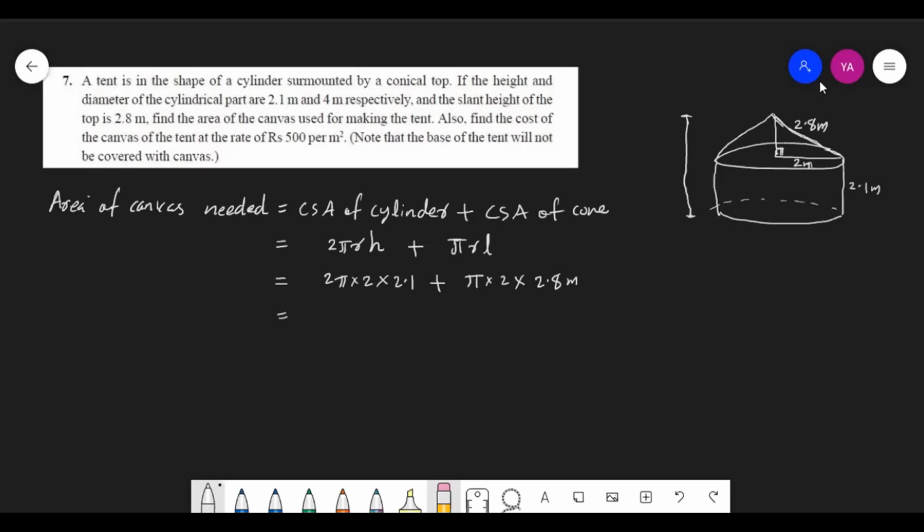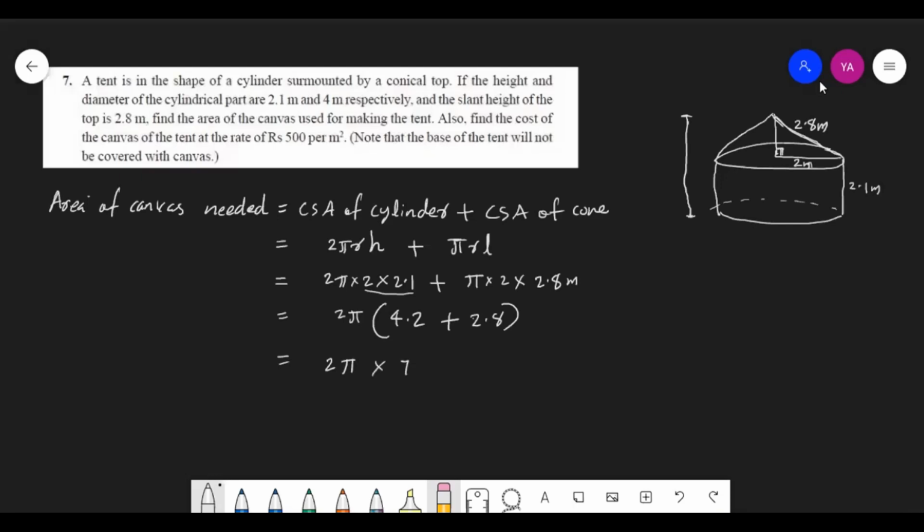Okay. In the next step, something we can take outside the bracket. 2 pi is common. 2 pi can be taken outside. 2 into 2.1 on the left side of plus: what will come? 4.2. And on the right side of plus, 2 pi is taken outside the bracket, so that 2 is gone. So only 2.8 remains inside the bracket. In the next step, add the numbers inside the bracket. What will come? 7.